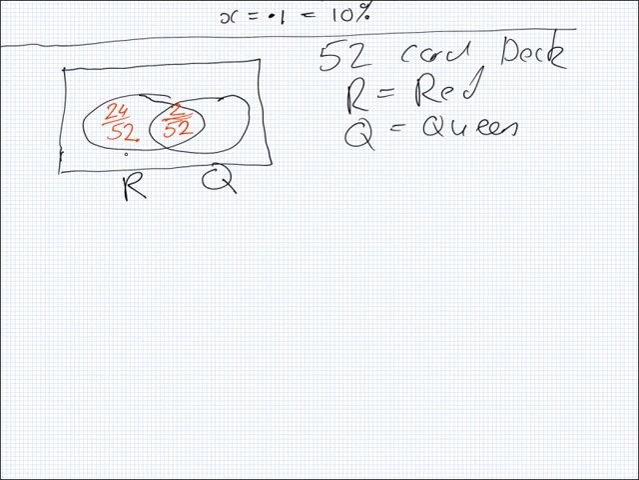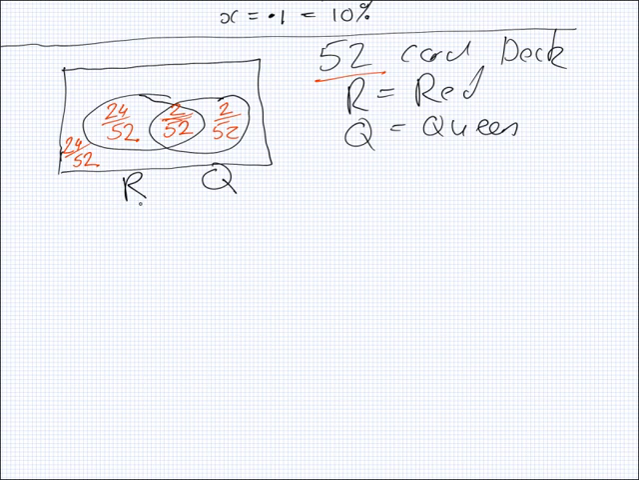How many queens are in a deck? Four. So two are accounted for here. Two over 52. Now, have I accounted for all the cards? No, I've only accounted for 28 of them. There's 24 left, so there must be 24 out here. That gives 52. How about the Joker?